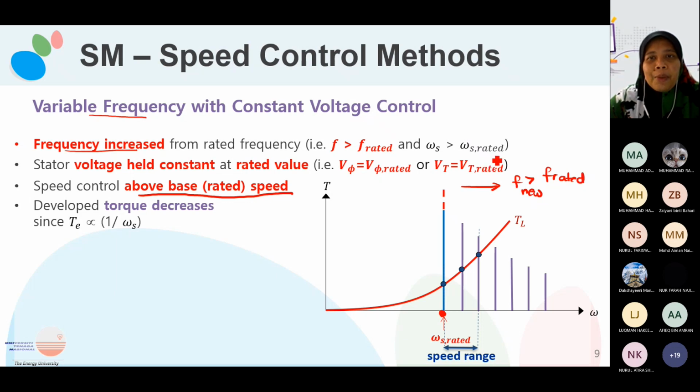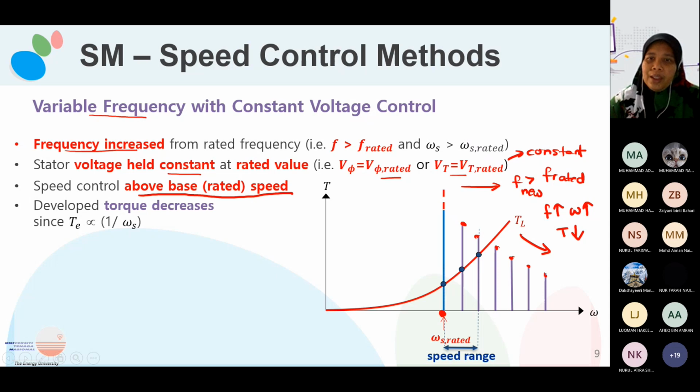Alright. What about the V phase and terminal voltage? Tengok kat sini. The stator terminal voltage and phase voltage is kept constant. Okay, just macam sama je dengan your induction motor. And now, the torque slightly akan decrease when you increase the speed. Okay, when you increase the speed, the frequency, omega pun increase, but the torque slightly reduce. Boleh ke? Boleh, insyaAllah.